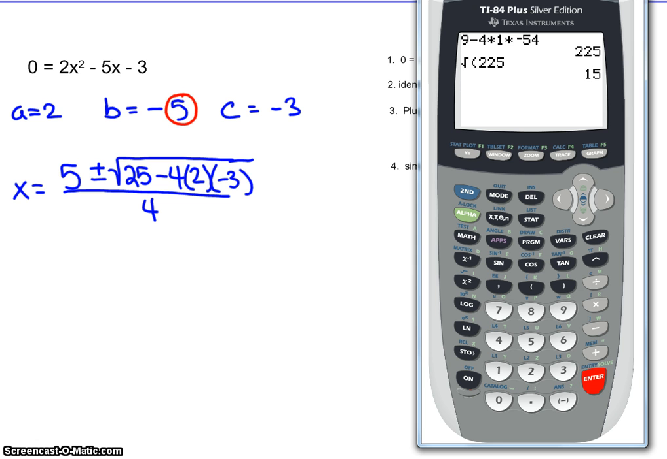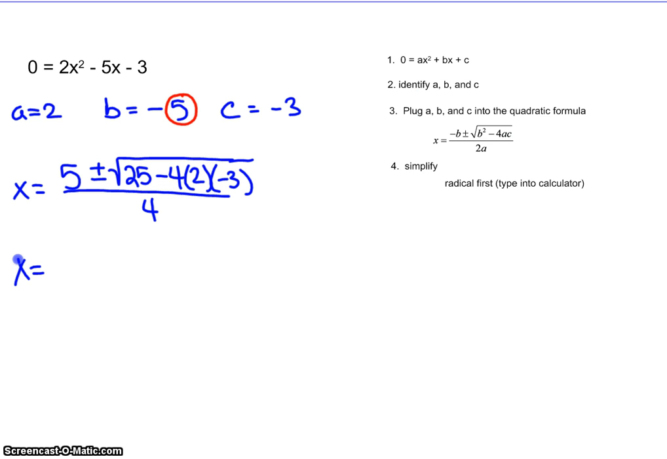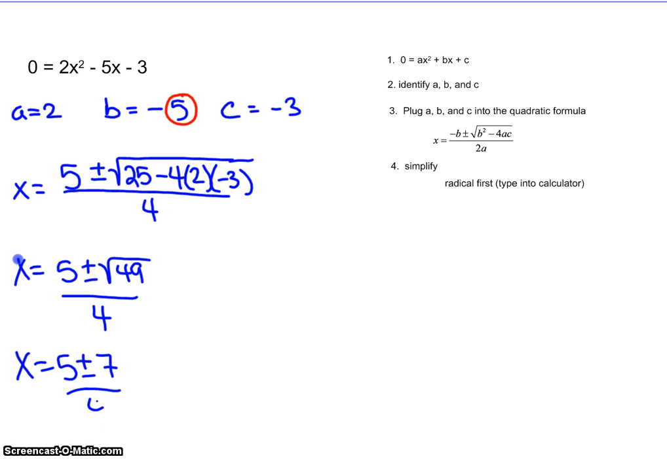So where I'm going to go is type what's in the radical, underneath the square root sign, into my calculator. And then I'll see that what I get is 49. So now I have 5 plus or minus the square root of 49, all divided by 4. And again, the square root of 49 is 7, so I get that perfect square.